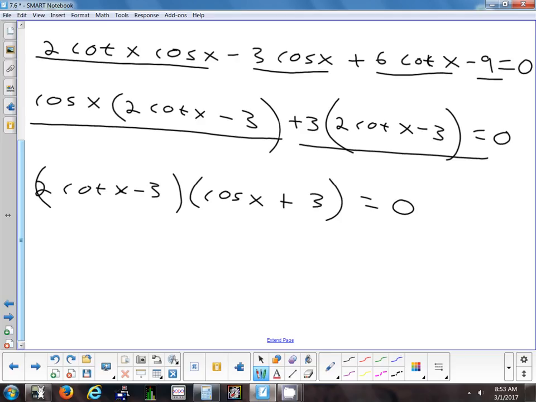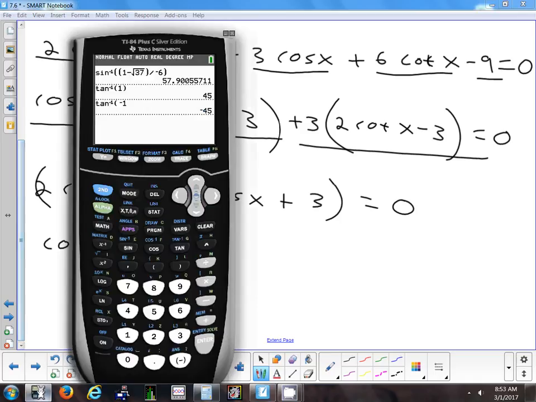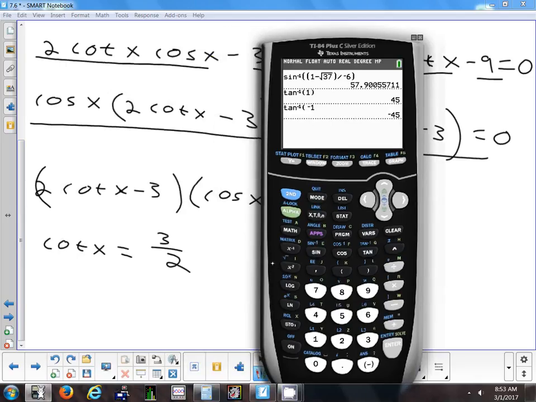Something times something equals 0. So what do we do with each of these factors? Set it equal to 0. What would cotangent x equal? I'm going to move the 3 and then move the 2. 3 over 2. And now, what function cancels out cotangent? No, those are reciprocals. Inverse cotangent. Do we have an inverse cotangent button on here?